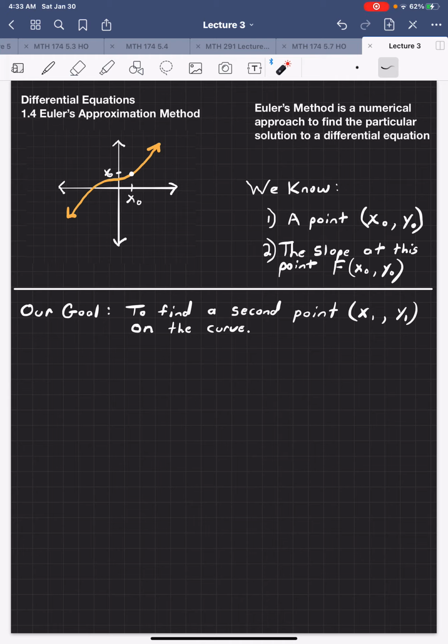Okay, so welcome back. We are in the last section of chapter 1, and bear with me, I want to make sure my mic is on. It is. So we're going to discuss an approximation technique known as Euler's approximation method.